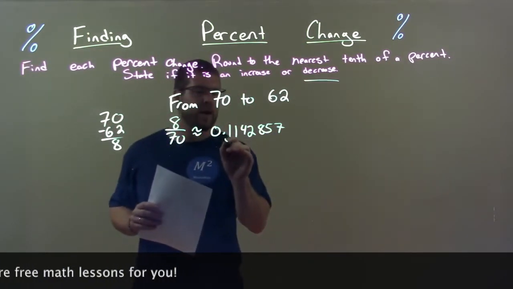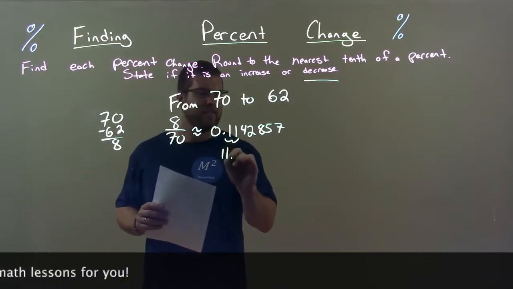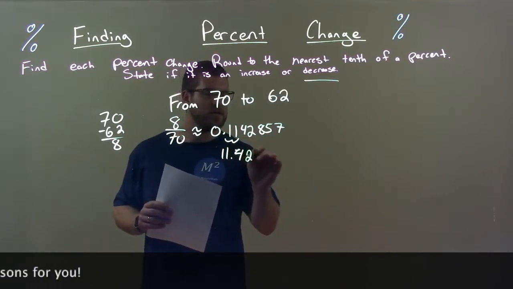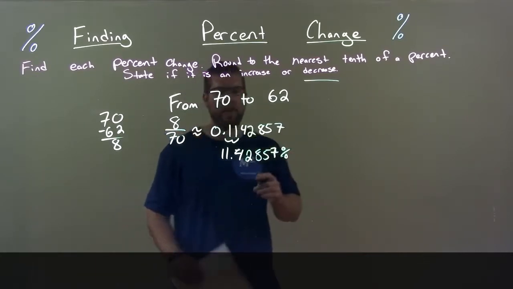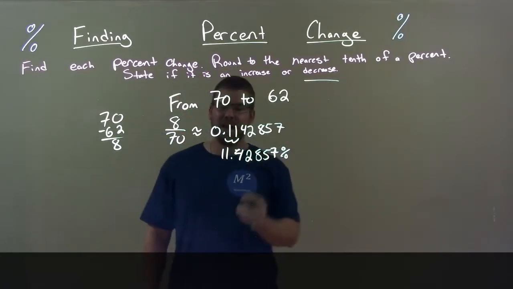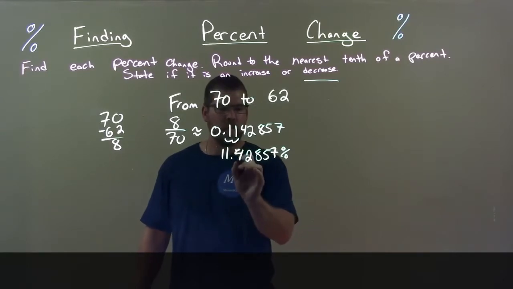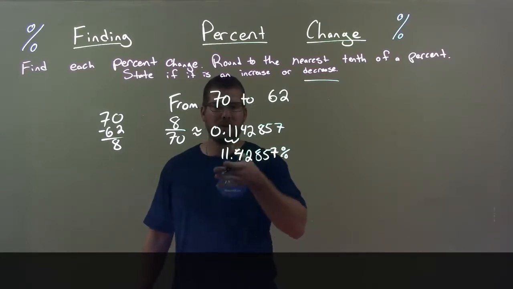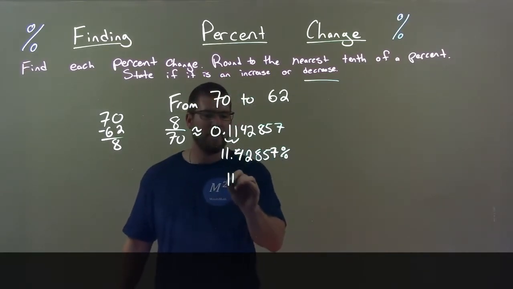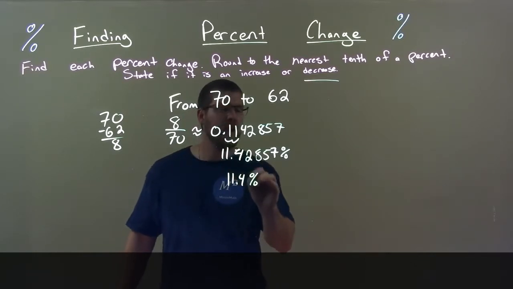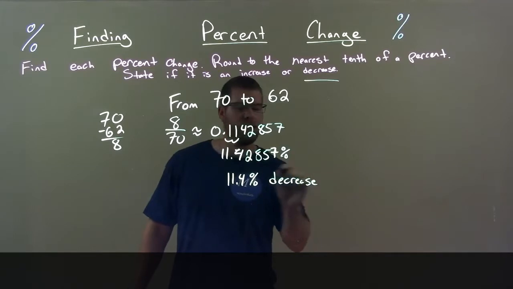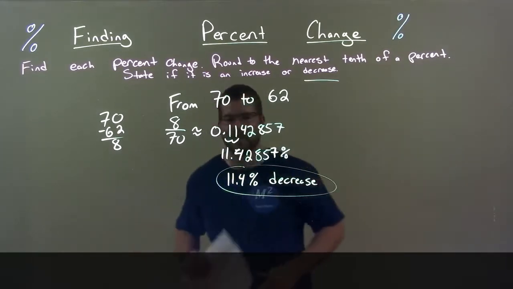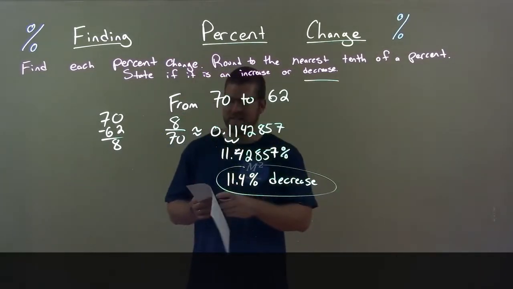All right, now convert that to a percent. Decimal place, 2 spots to the right, 11.42857%. Now, round to the nearest tenth of a percent. 4, we look at the 2. 2 causes a 4 to stay where it is. We have 11.4%. We already said it was a decrease. And there we have our final answer, 11.4% decrease.